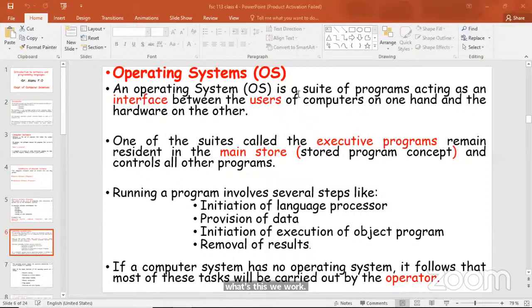I think the major problem I'm seeing here is the stored program concept. Okay, now let me quickly explain that before we move on.